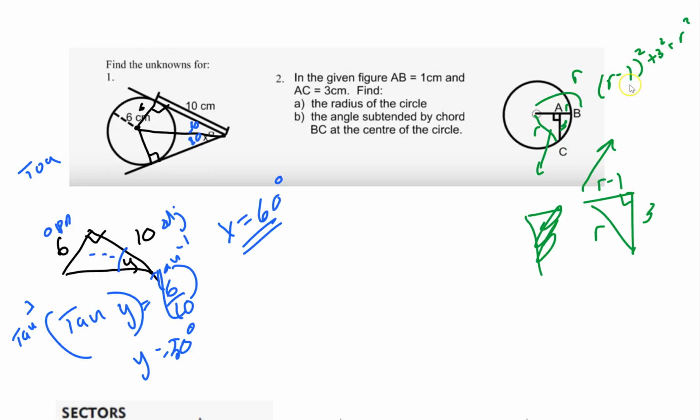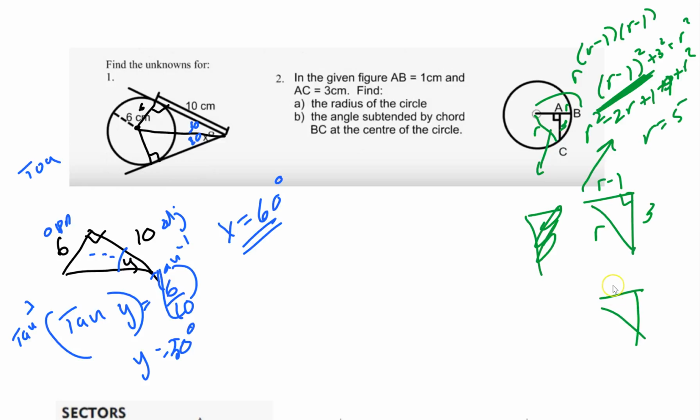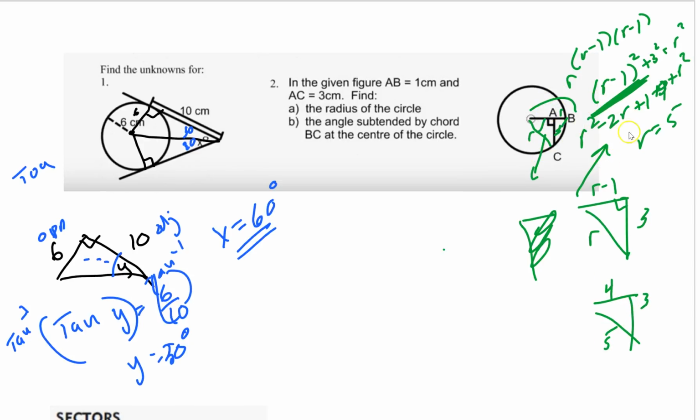You can do some math. Now here's the key thing, guys. Don't be lazy. It's not r squared minus 1. It's r minus 1 times r minus 1, which is r squared minus 2r plus 1, plus 3 squared, which is 9, equals r squared. Do some math. You're going to get r equals 5. So this is actually 4, 3, and 5. So, right, that's how you solve it.